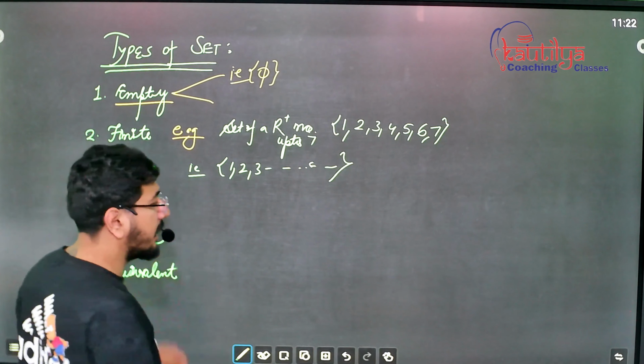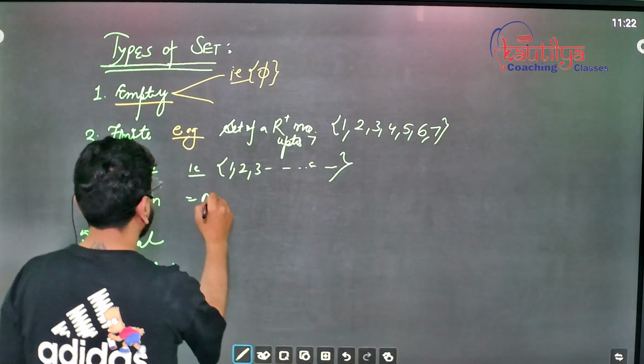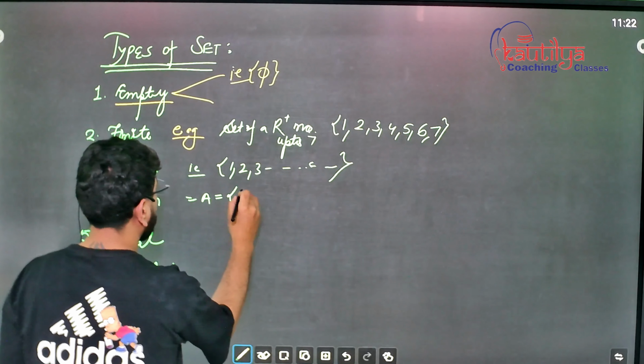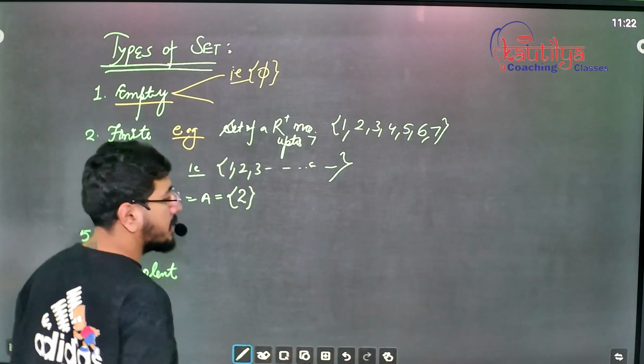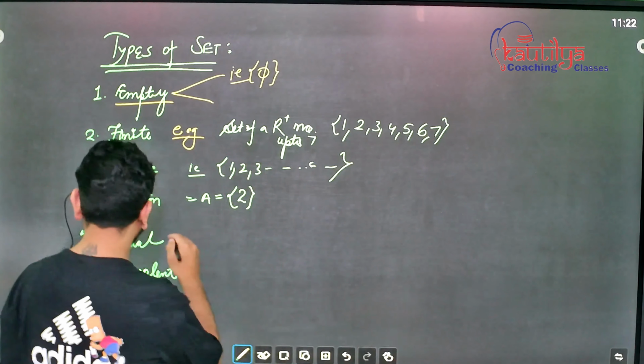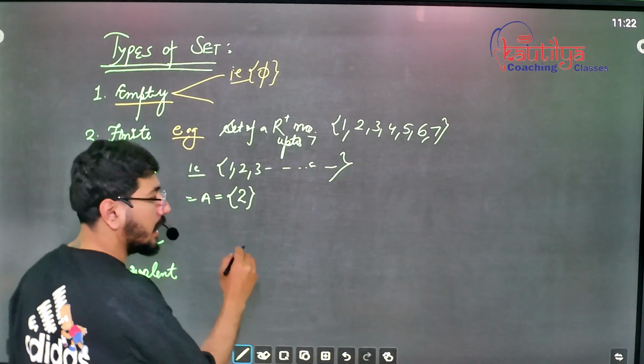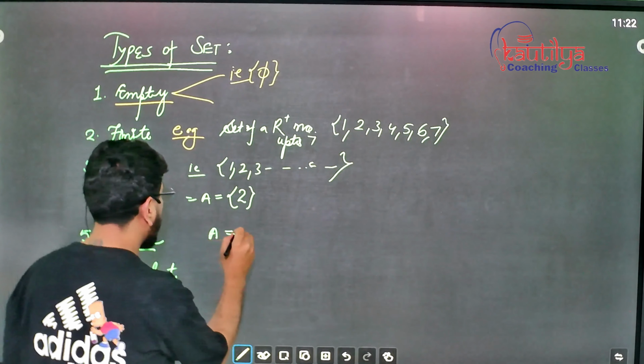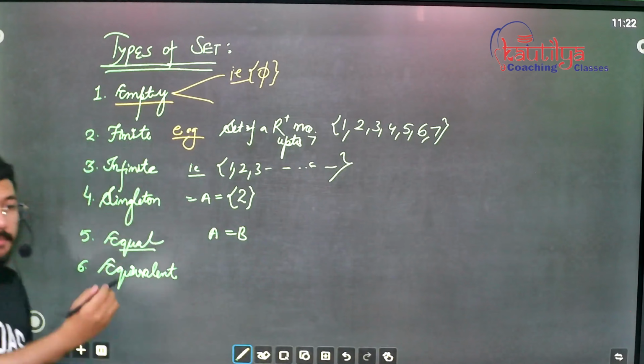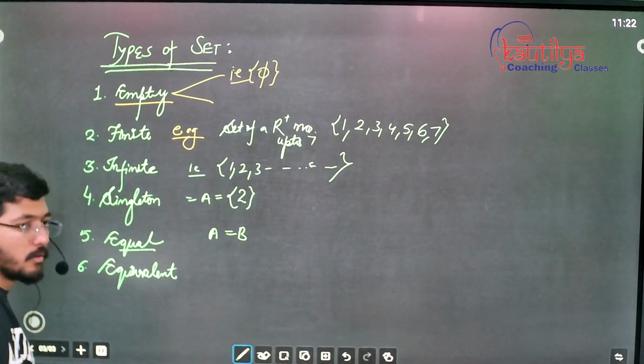Now moving to the singleton, it means it consists of only one element. For example, A is equal to {2}. Going for the equal set, sets are said to be equal when the elements of A are equal to the elements of B. This is called the equal set.